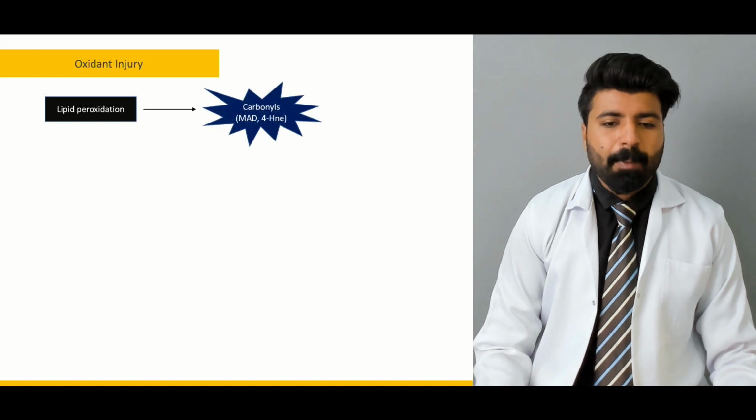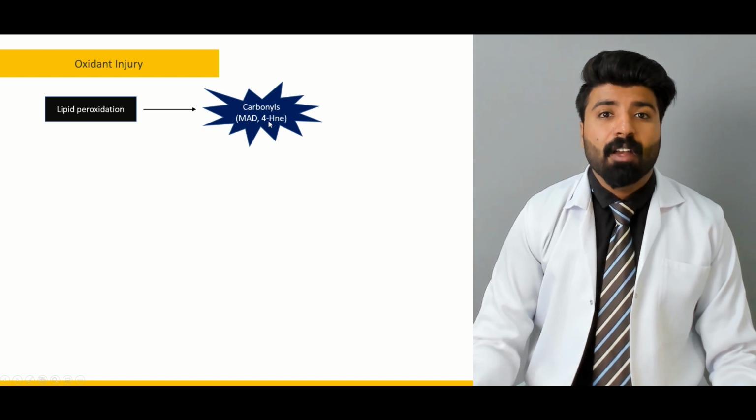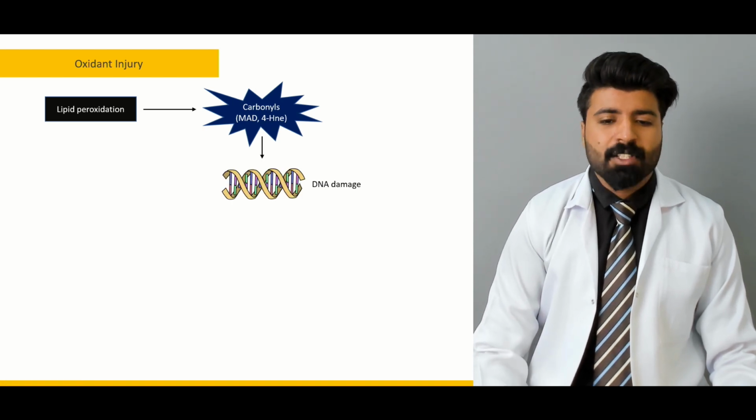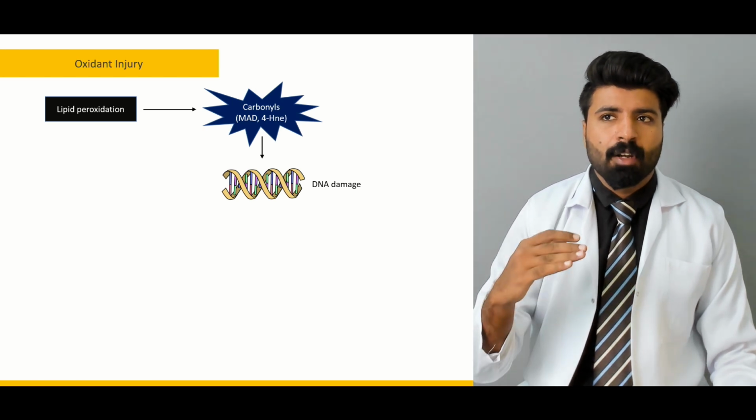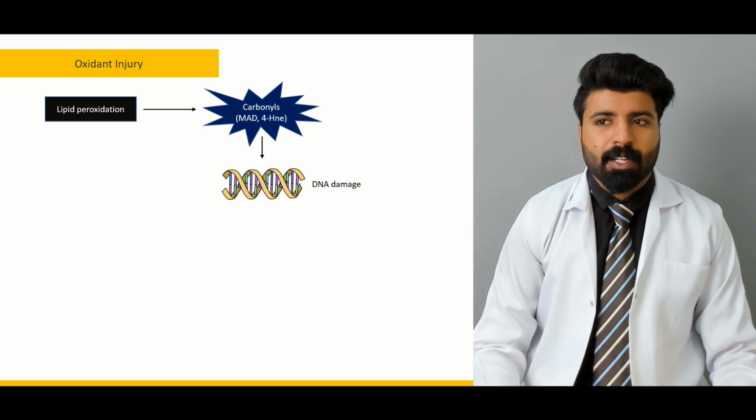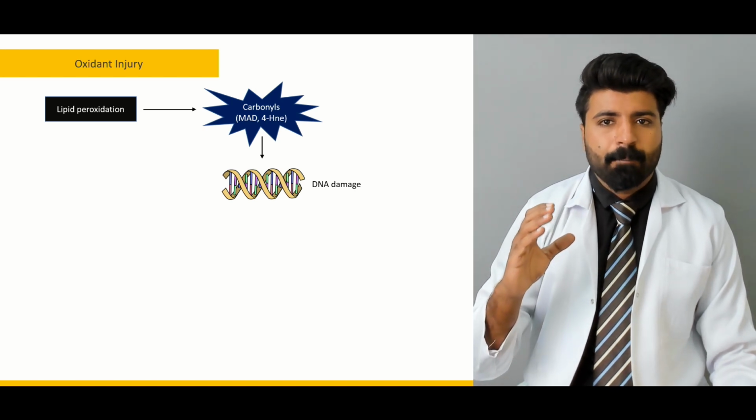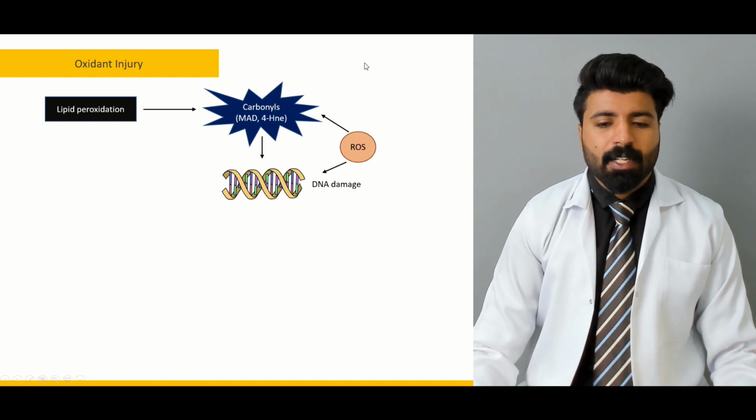So whenever there's lipid peroxidation, carbonyls MDA and 4-HNE will be produced. Now, what's their function? They cause DNA damage. They can do any kind of damage. They can do point mutation. They can do deletion of some nucleotide. One way or another, it leads to DNA damage.